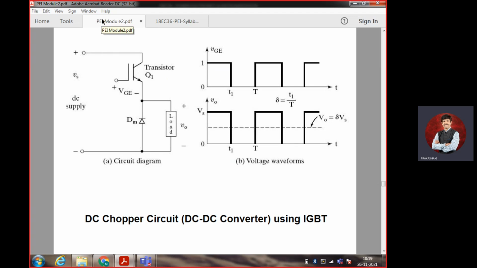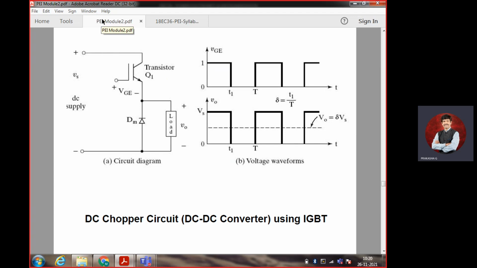So these are the four different types of transistors generally used for chopping operation, for converting DC to DC. UJT is limited, noise will be there, and it is not suitable for DC to DC choppers. These are the four types of transistors I can use for chopping operation.